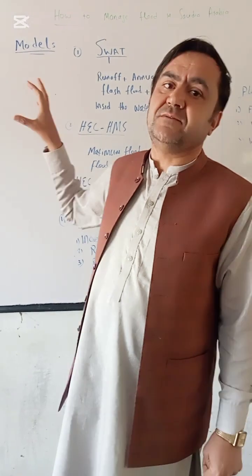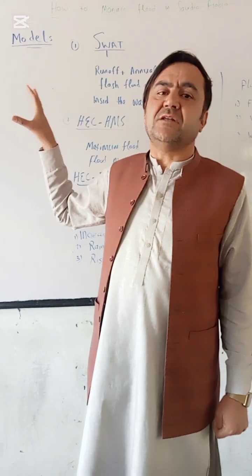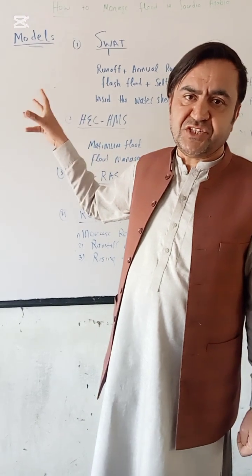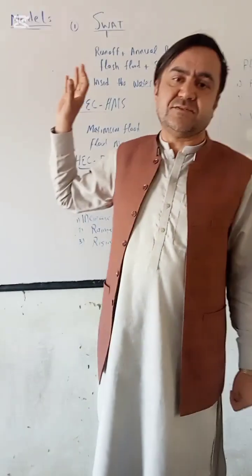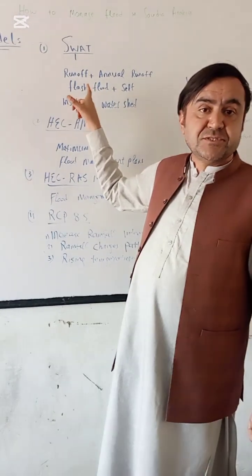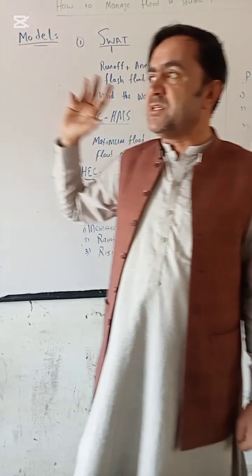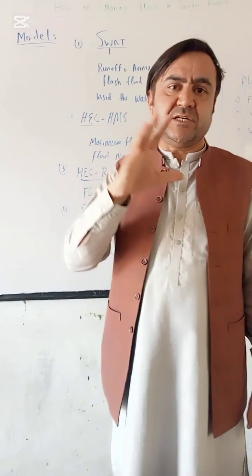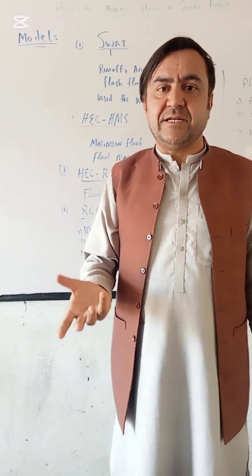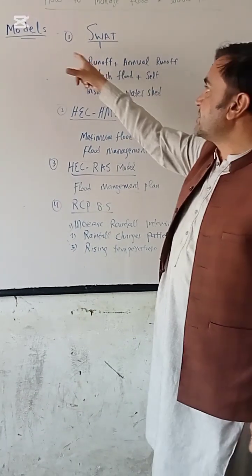This model needs different climatic data like rainfall data and soil moisture, as well as land cover and land use data, such as how much forest land we have inside the watershed, how much desert land, and how much agricultural land. So it requires such kind of data.